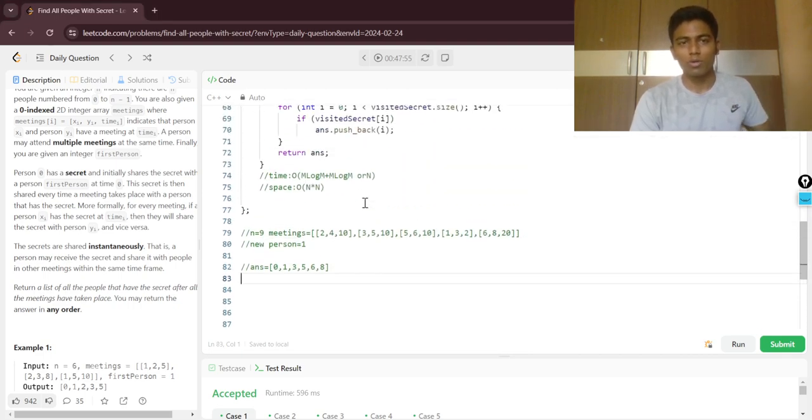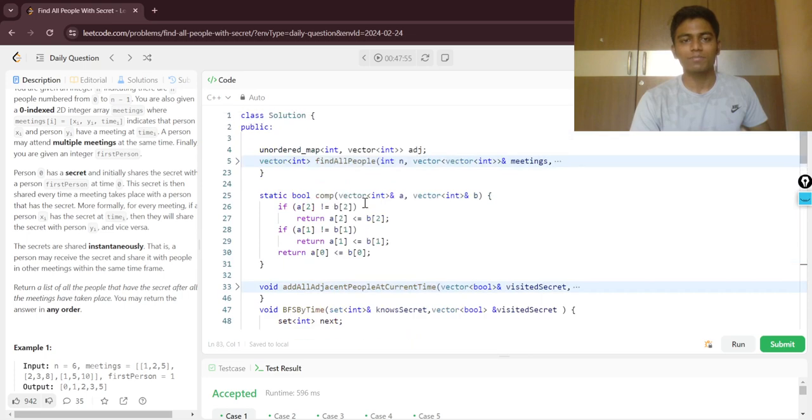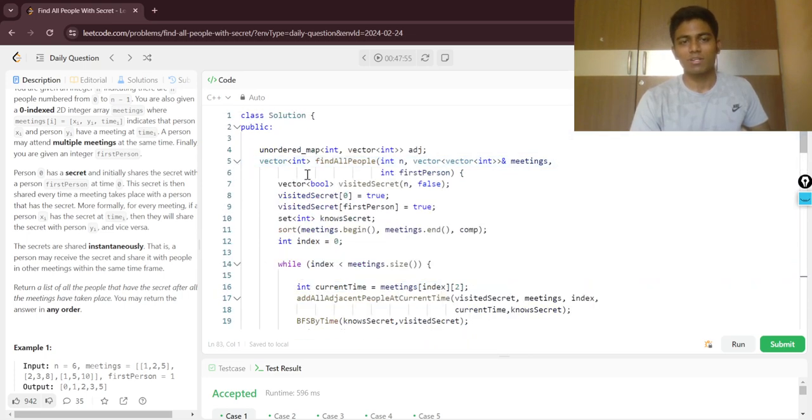So let's go through the code. So how it's been written. At first, we are going to take an adjacency list, which is going to store all the people who are connected with the particular meetings based upon the current time. There will be a current time. At that particular time, who are the people who are connected to other people to share the secret.